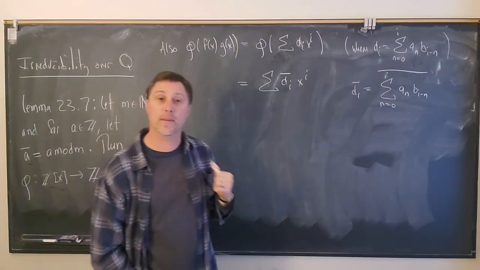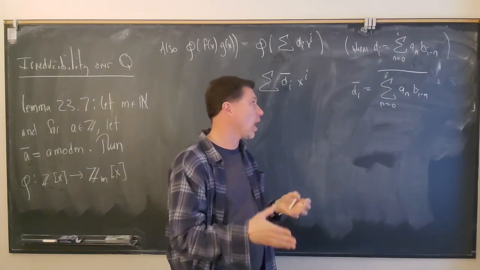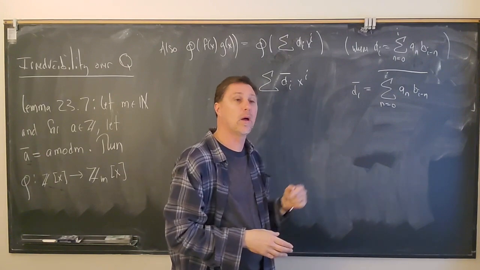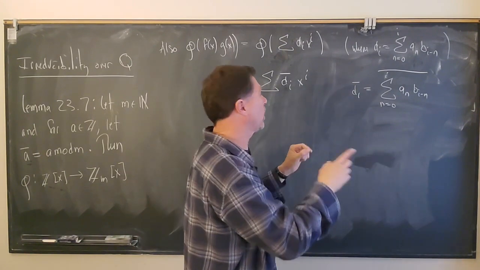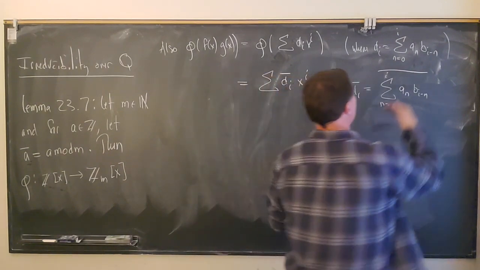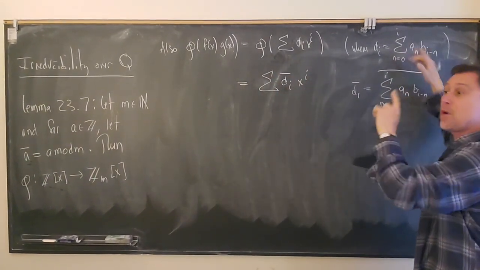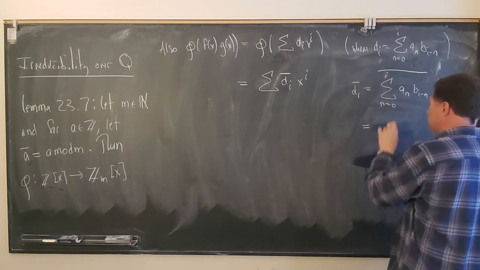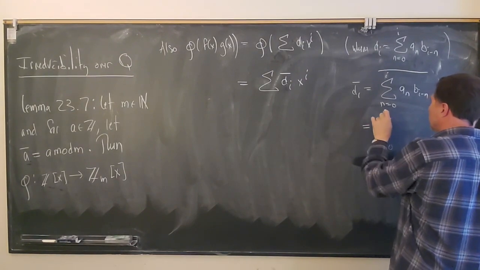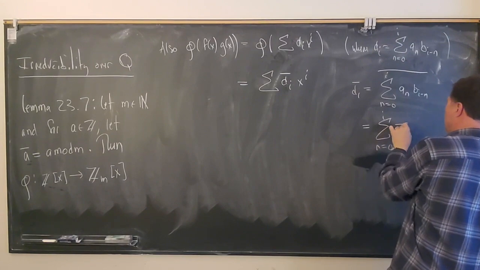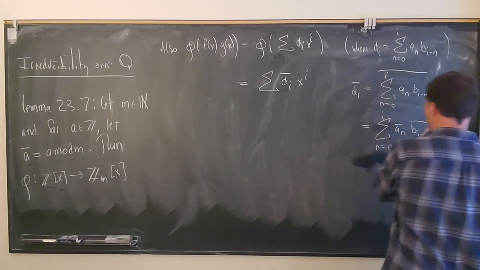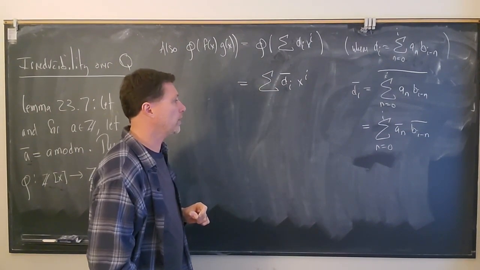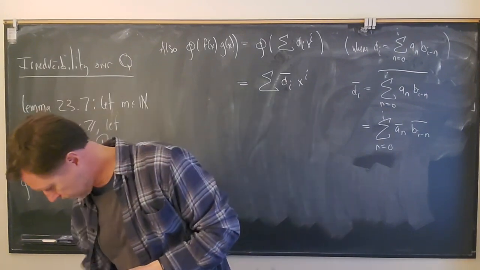And now we just need to think about, okay, when you reduce mod m, you can do all the operations and then reduce the final result mod m, or what's the other option? You can reduce everything mod m first and then do the operations. In other words, this is equal to the sum, n equals 0 to i, a_n bar times b_{i-n} bar.